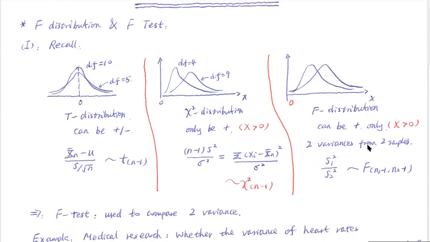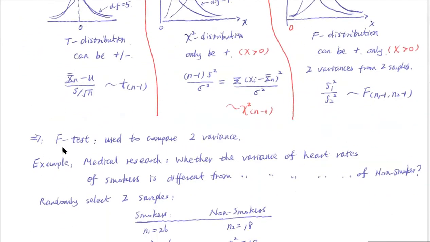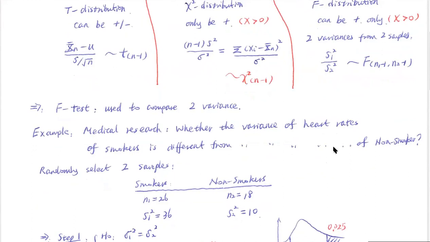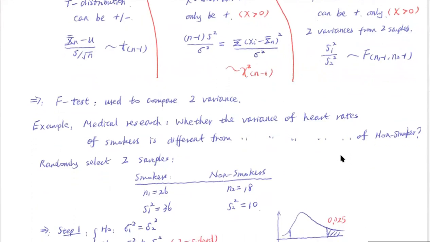Okay, so now we understand that the F test, the F distribution, is used to compare two variances. That's the first application of the F test, to compare two variances. You can see the formula here with two variances. We are using an example to help you understand better why we study it this way.